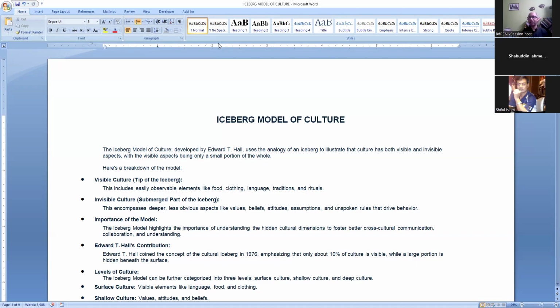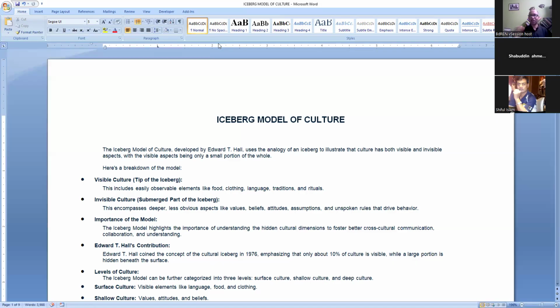But there are many, many aspects of our culture which are not visible. And it is just like the iceberg. Only 1/3 of an iceberg is visible from outside, and 2/3 of the iceberg remain out of our sight, remain under the water. It's a very common feature of an iceberg. Only 1/3 is visible and 2/3 remain underwater.